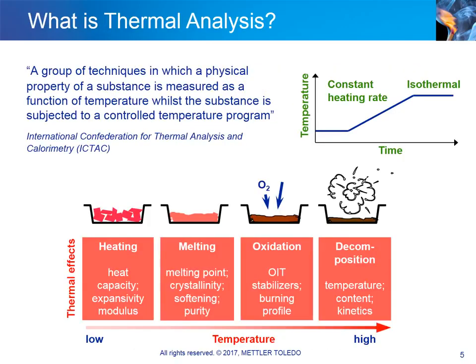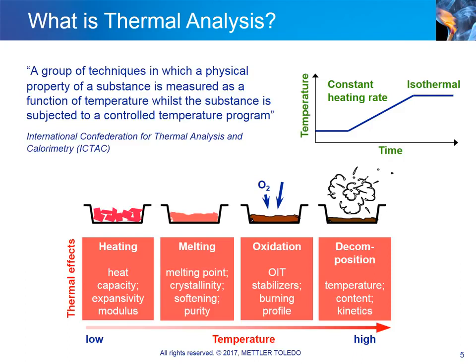But let's start at the beginning. What exactly is thermal analysis? The ICTAC definition of thermal analysis is a group of techniques in which a physical property of a substance is measured as a function of temperature, while the substance is subjected to a controlled temperature program. The schematic diagram on the right shows a simple temperature program with isothermal and linear segments.